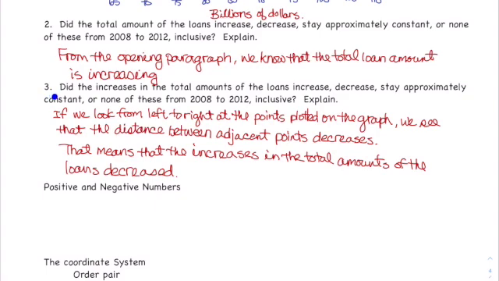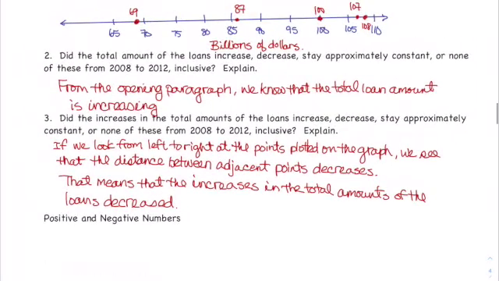For number 3, it says, did the increase in the total amount of the loan increase, decrease, stay approximately consistent, that means the same, or none of this from 2008 to 2012 inclusive? That means including those numbers. Explain. In this case, if we look at it, from 69 to 87, that's a big, huge gap. From 87 to 100, that's a big, huge gap. But then 107 and 108, notice the gap got smaller. So here's what I wrote.